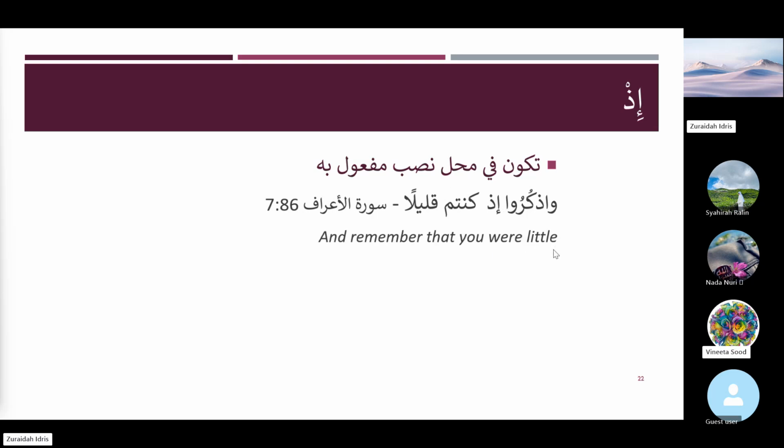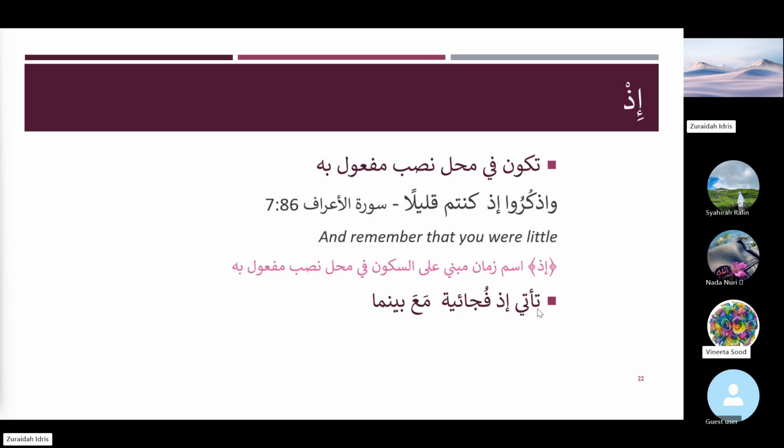And remember what? Remember that you were little at that time, when you were little. Zaman, so just fi mahali nasab maf'ul bihi. Then we saw this one. There is fujaiyah before, and the example is still the same example. I have not changed it.